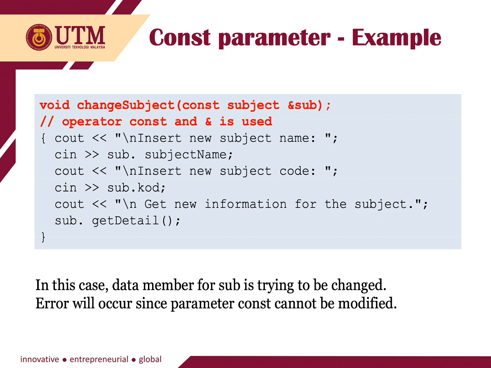But in this case, once we declare the parameter as constant in the function, the data member for sub is in this case trying to be changed, right? But error will occur. This function shows that data member for sub is trying to change, but error will occur since the constant parameter cannot be modified.